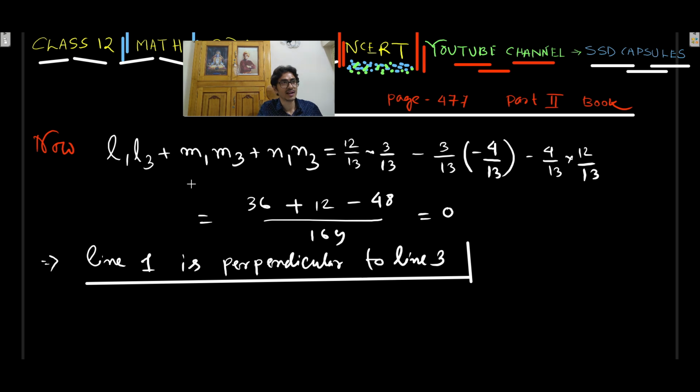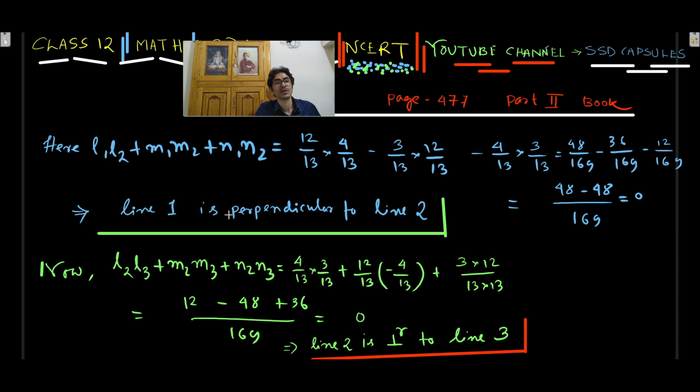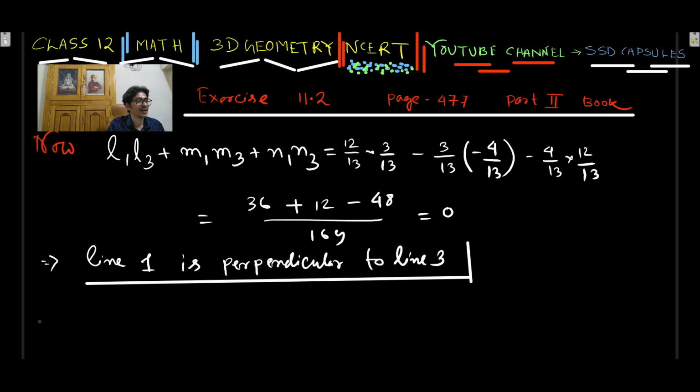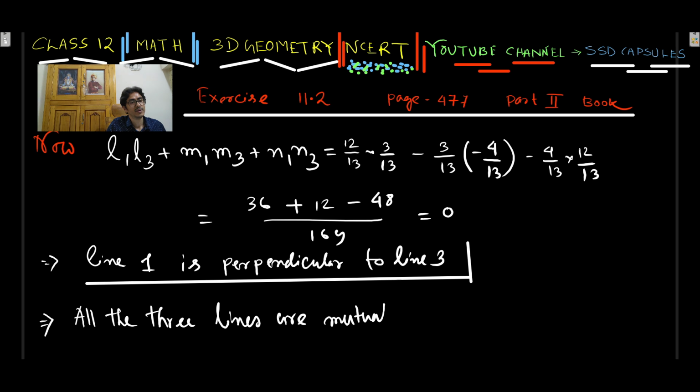By using these three underlined conditions, that is, line 1 is perpendicular to line 2, line 2 is perpendicular to line 3, and line 3 is perpendicular to line 1, taking all these relations in mind, we can write that all the three lines are mutually perpendicular to each other.